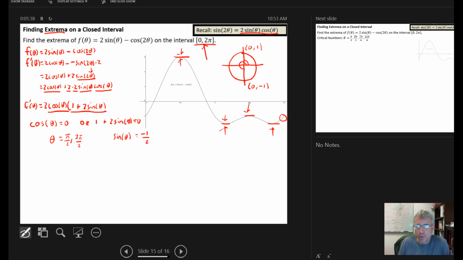So we are asking the question, when is the sine of theta equal to -1/2 on the interval from 0 to 2 pi? So again, that's a unit circle question. And so what we need to remember from trigonometry is that at pi over 6, we have the ordered pair square root of 3 over 2 comma 1/2 on the unit circle.